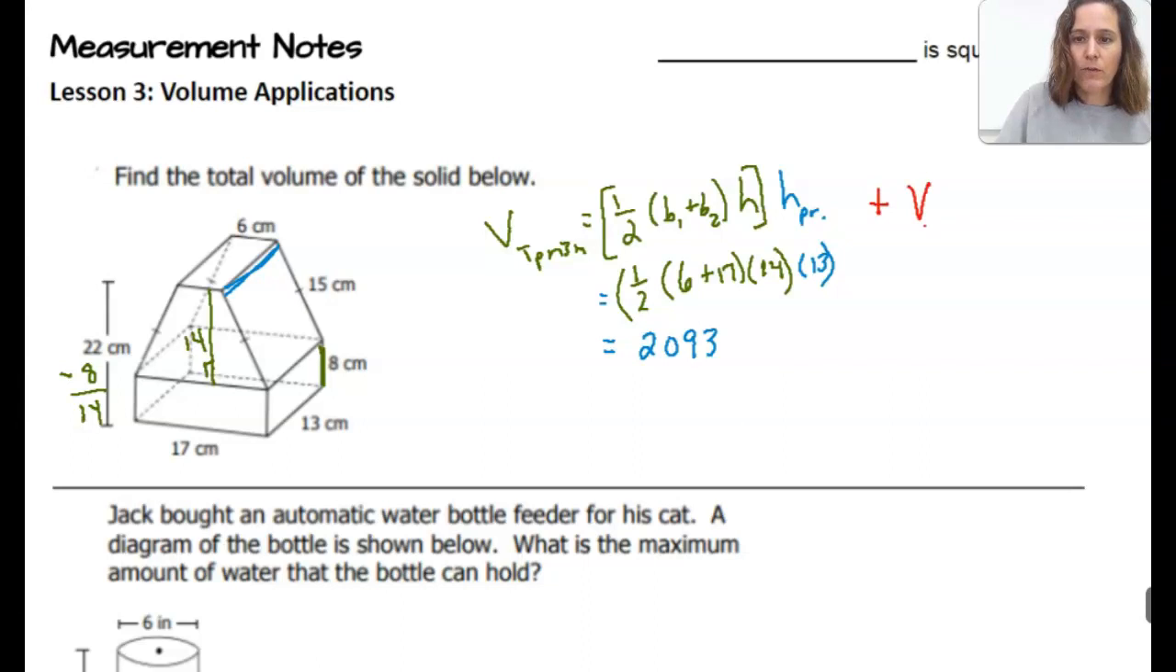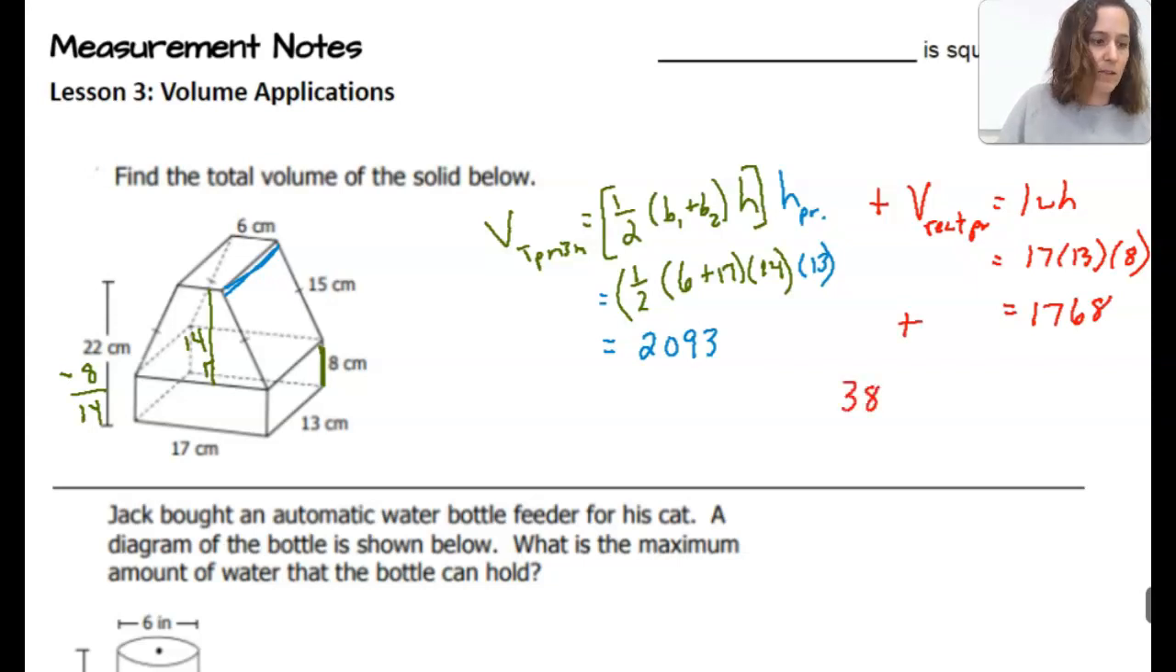Now we have to do the volume of the rectangular prism, which would be length times width times height. So we would have 17 times 13 times 8. When you plug all that in, you would get 1,768. We add these two answers together, and you would get 3,861 centimeters cubed.